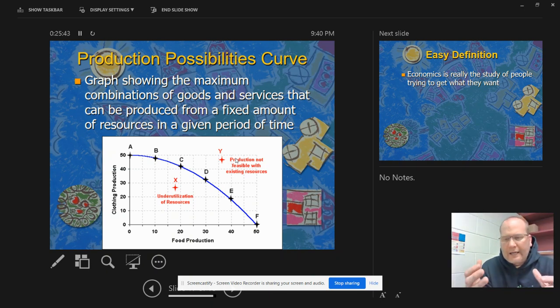So if there's maybe a small town and they've got stuff to make clothing and also the resources to produce food, they've got to decide how much of each they want to produce because they've only got X amount of resources. And again, those resources can produce food and clothing. So they've got to chart out if we make this much food, then we can only make this much clothing. And they got to figure out what best suits them.